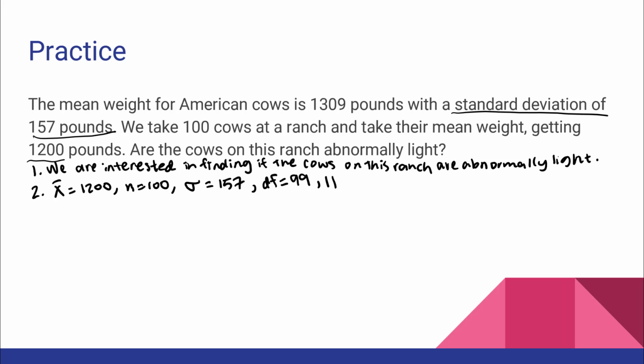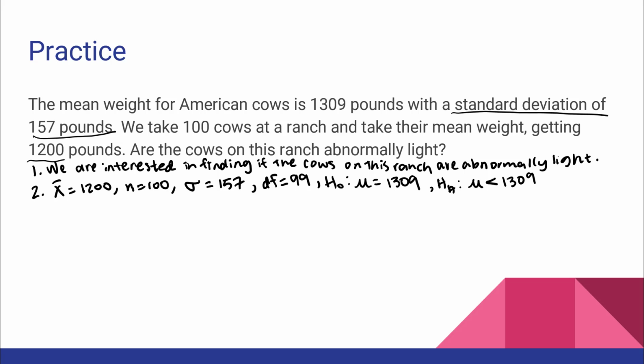Now our hypotheses. So our null hypothesis is going to be that nothing weird is going on in this ranch. We maintain the status quo. So therefore, our null hypothesis is that our mu, so our mean weight of all cows on this ranch, is going to be equal to the population mean, so 1,309. Nothing weird going on here. Our alternative hypothesis is that the cows on this ranch are abnormally light. So that means our mu, so the mean weight of cows on this ranch, is less than 1,309.